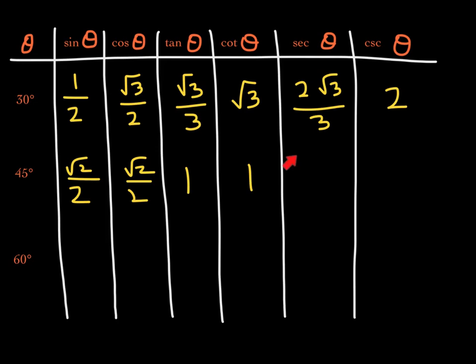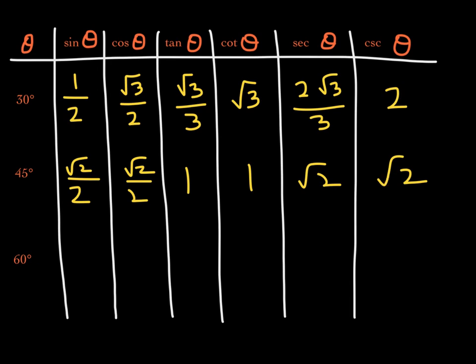Secant of 45 degrees will be the reciprocal of cosine of 45 degrees, so that's just going to be root 2. And the same thing goes for cosecant of 45 degrees. It'll be the reciprocal of sine of 45 degrees. Now, I just showed you again how, had I forgotten these 4 function values, as long as I knew these first 2, I'll be fine. I can use identities to get the rest.